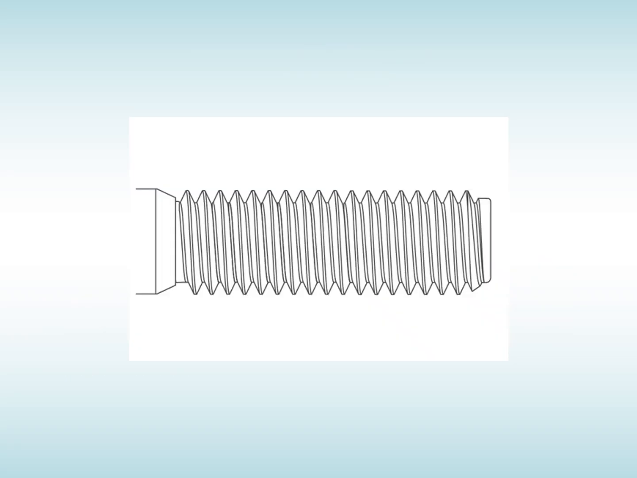Here we have a closer look at the threads. We have the major diameter, which is the outside diameter of the bolt. We have the pitch, which is the distance between two of the threads, in this case shown in the valleys. And we have the thread angle. Now the thread angle generally for metric or UNF or UNC is 60 degrees. If it was Whitworth, it would be 55 degrees.